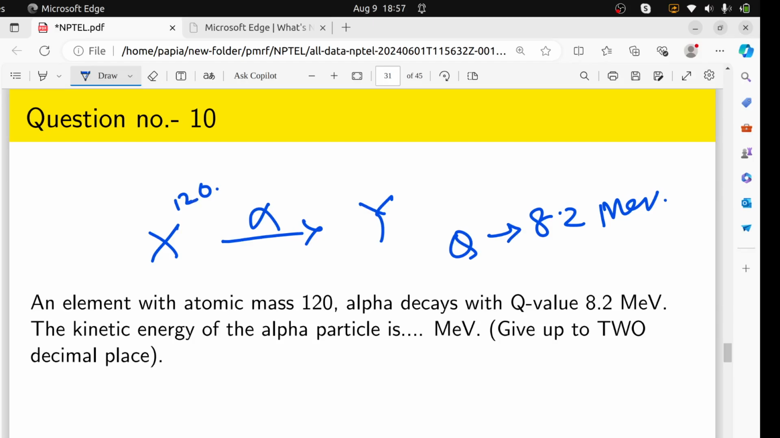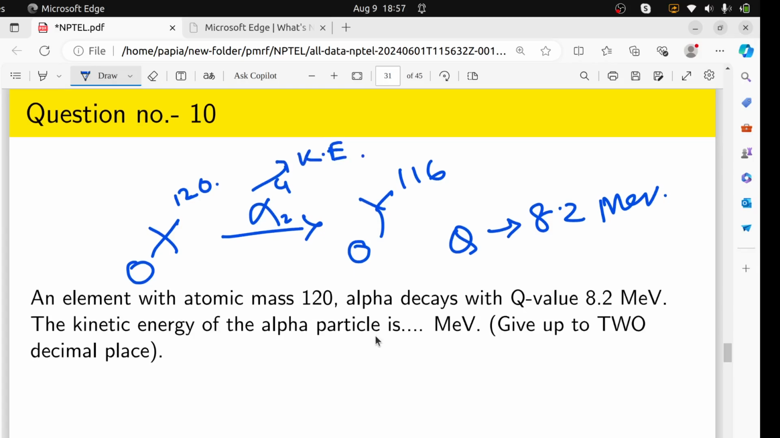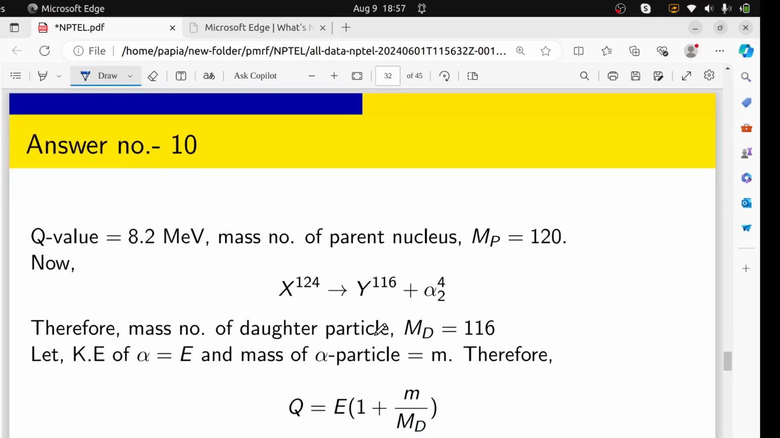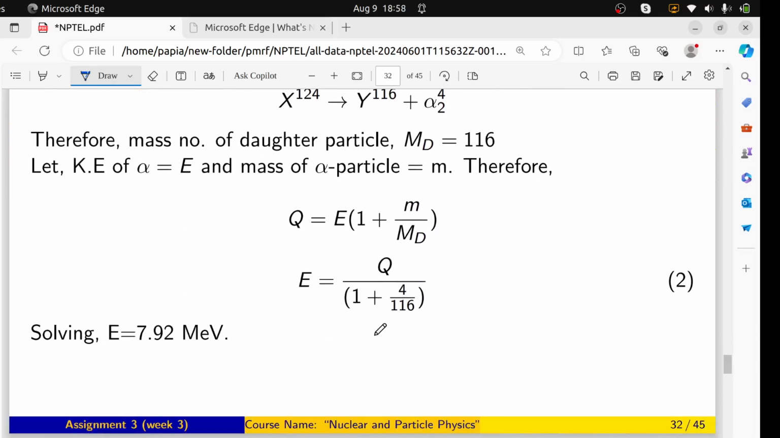So obviously I can say here the atomic mass for Y will be 116, because this is 2, 4. We don't need to know about this value and this value in this question. So that's why they are not given. Alpha decays with Q value 8.2 MeV. The kinetic energy of the alpha particle is how much? That means they are asking what will be the kinetic energy of the alpha particle. So just see that expression.